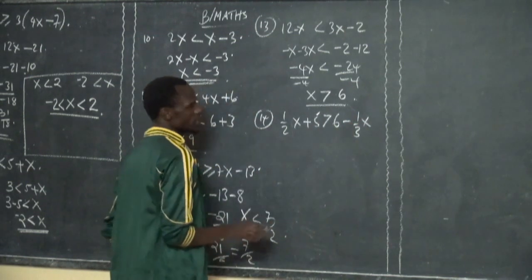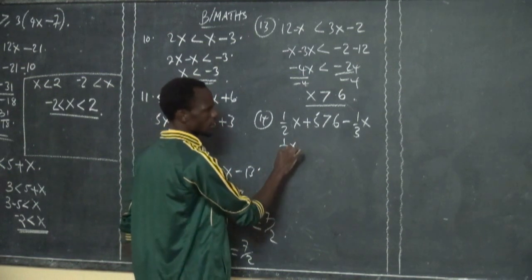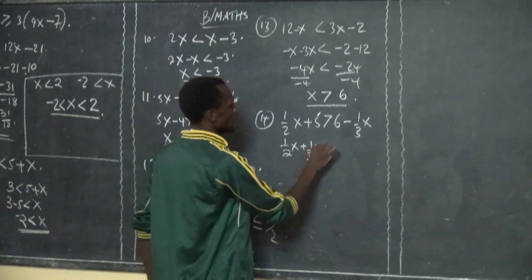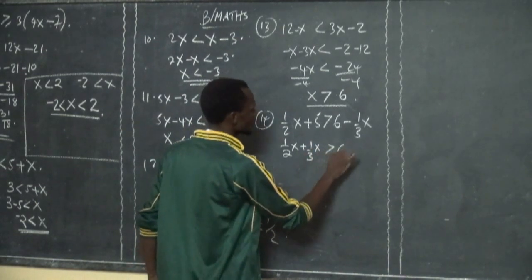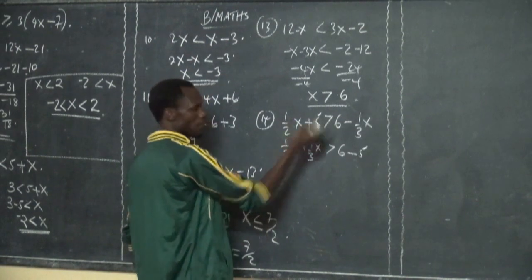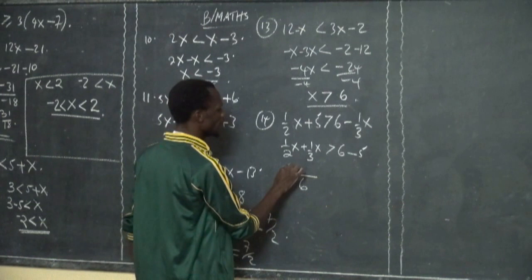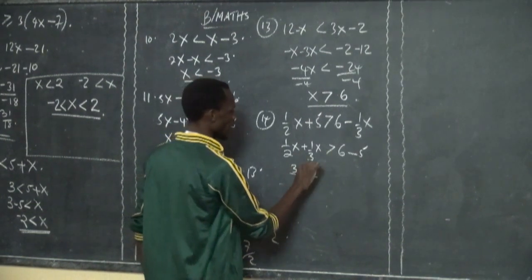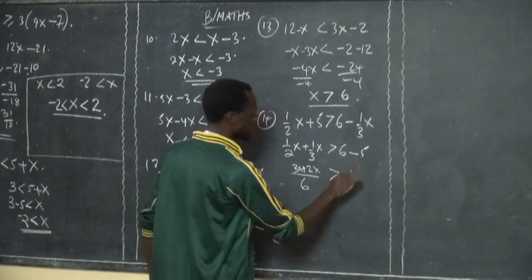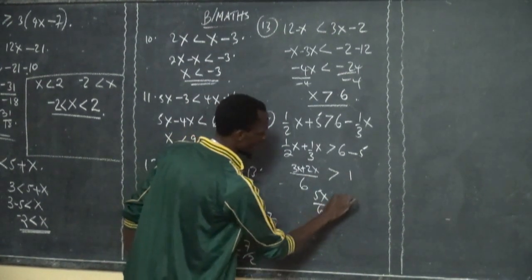If that is the case now, collect in the like terms. Now you have 1 over 2x. Then positive 1 over 3x is greater than 60 minus 5. Because this is positive, it becomes negative. Now here you have 60, then 3 plus 2, x. Now we have this one. Now it's greater than 1. Then you have 5x over 60 is greater than 1.